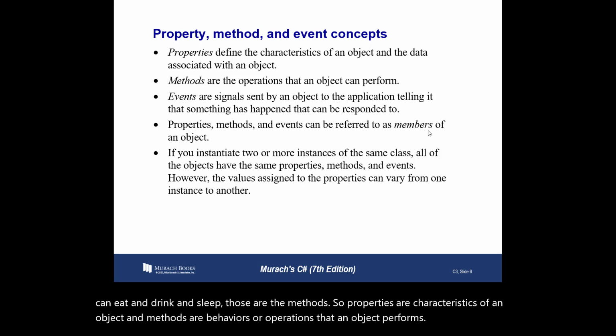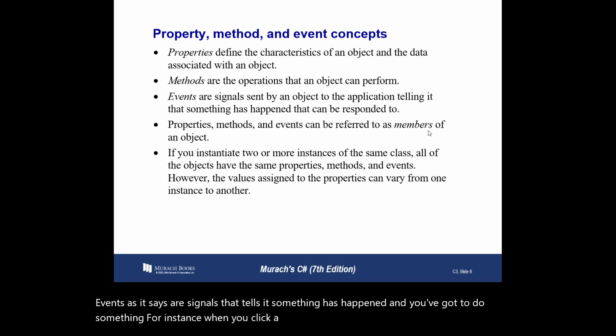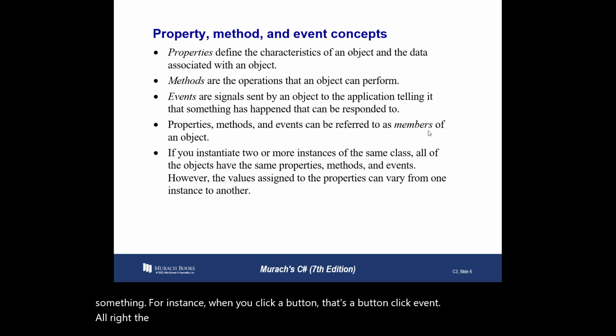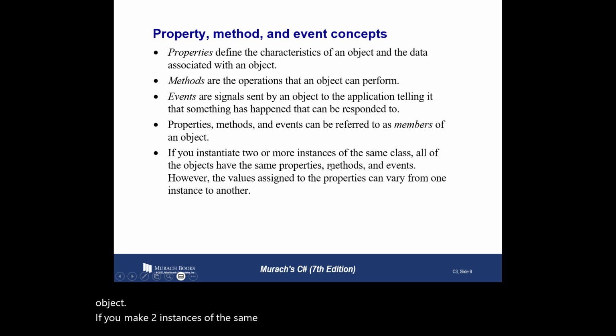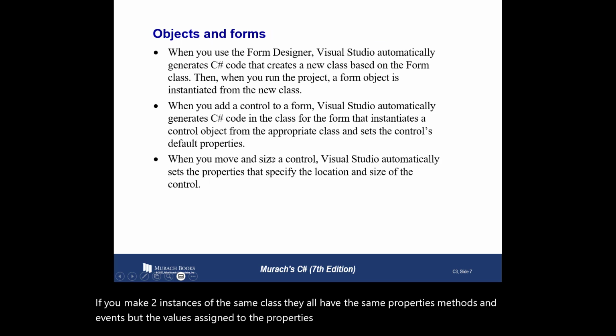Events, as it says, are signals that tell it something has happened and you've got to do something. For instance, when you click a button, that's a button click event. All right, the different properties, methods, and events, as it says, they're the members of the object. If you make two instances of the same class, they all have the same properties, methods, and events, but the values assigned to the properties can be different for each one.